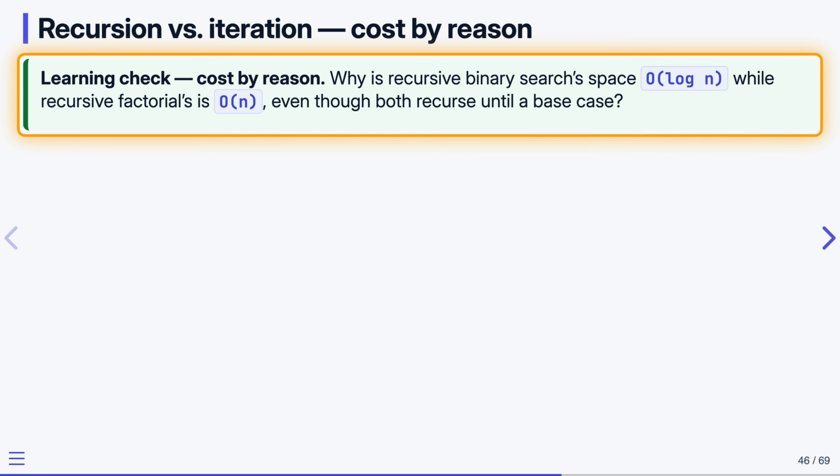Let us do a quick check. Why is recursive binary search's space big O of log n, while recursive factorial space is big O of n, when both of them recurse until a base case? Pause the video and think about it.